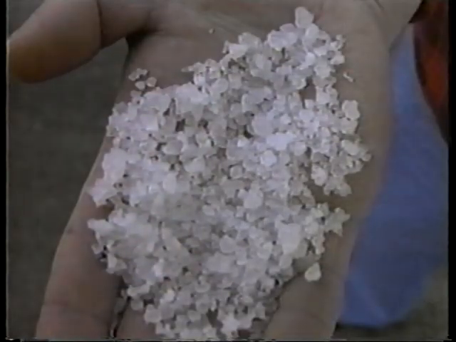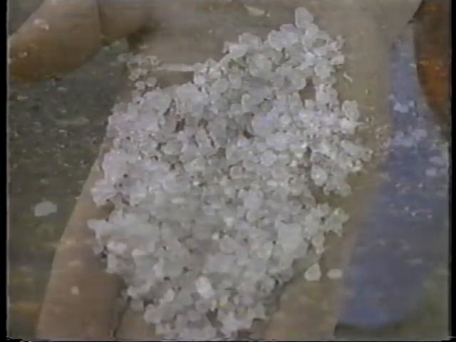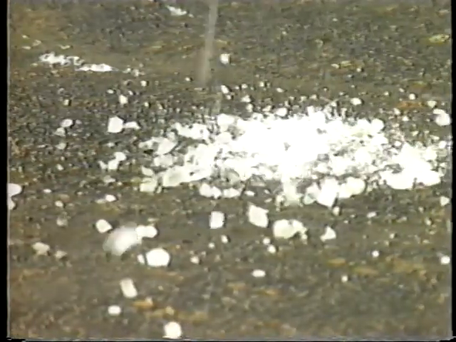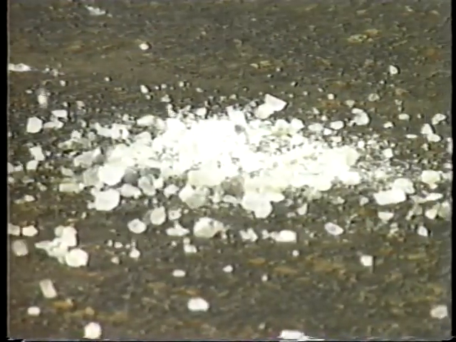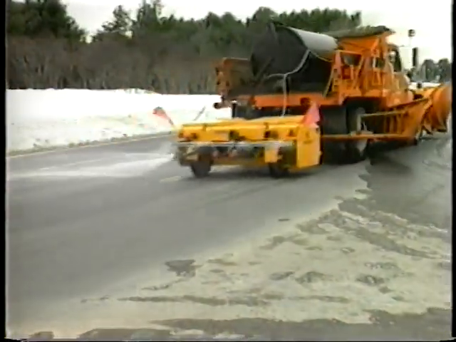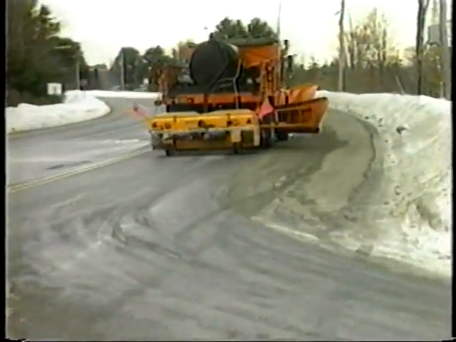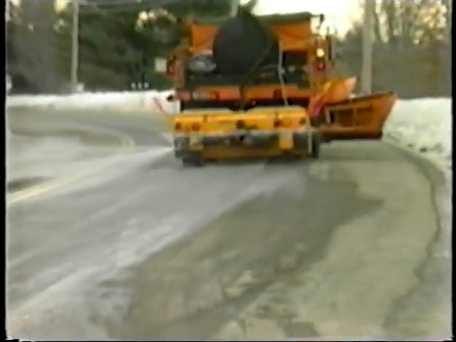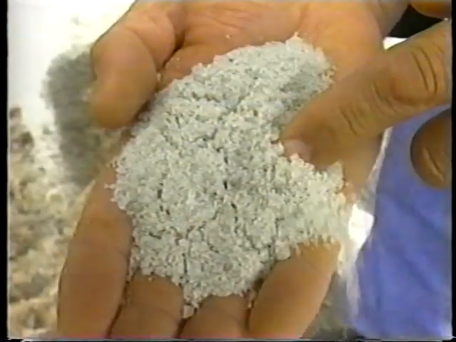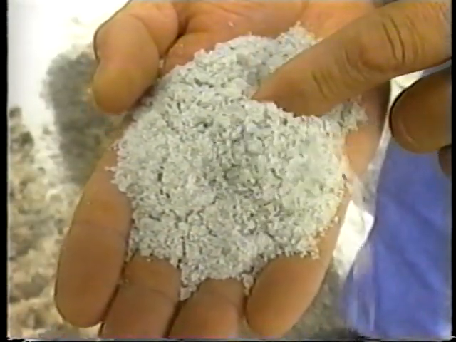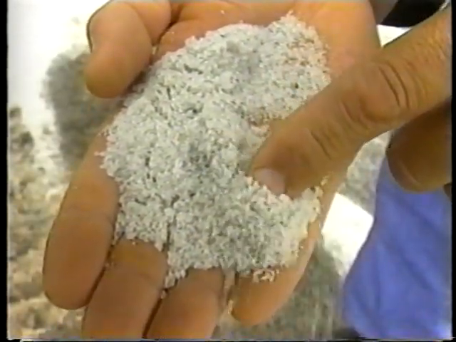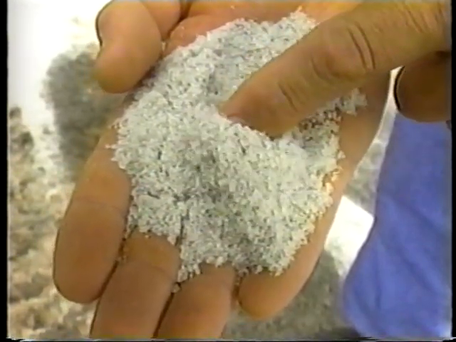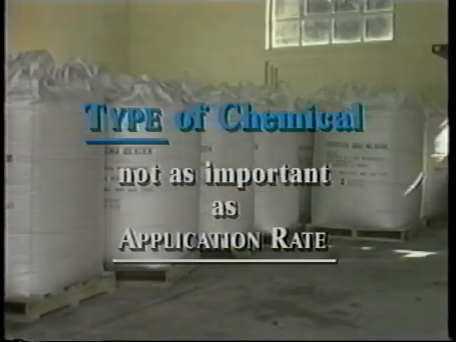Because of its greater ability to penetrate ice or snowpack, salt used for de-icing is generally coarser than that used for anti-icing. Since anti-icing treatments are made before an ice or packed snow layer develops, penetration is not an objective. Finer salt will dissolve and coat the road surface with anti-icing solution faster, and its surface area holds more solution. Experience and studies suggest that the anti-icing chemical itself may not be as important as the application rate.